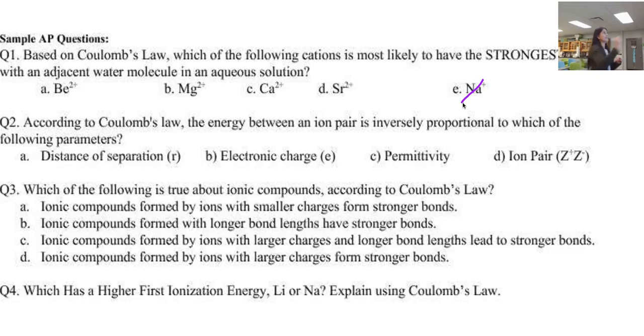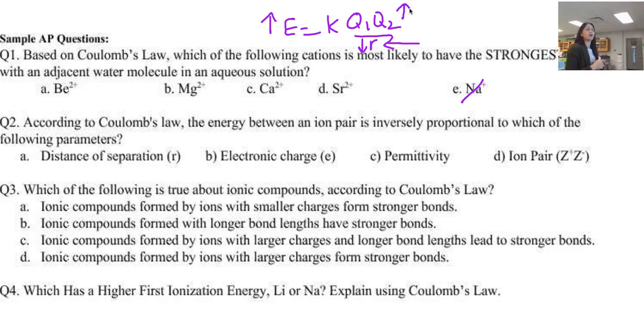And so based on my equation, E equals K Q1 Q2 over R squared, if I want the strongest, I want my E to be the highest, which means that I actually want the smallest distance. I want my charge to be the highest, okay, but I want my radius or my distance to be the smallest. So if I'm going down the periodic table and strontium's at the bottom, we know that as you go down the periodic table, these atoms get bigger and bigger, okay? So that means that beryllium, A, must be the best choice here.